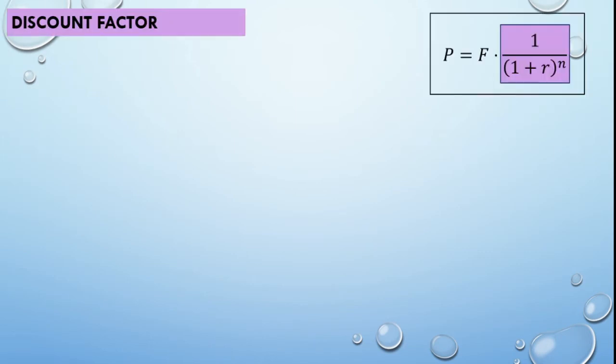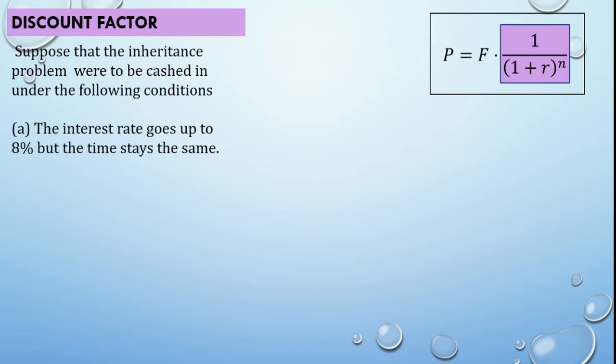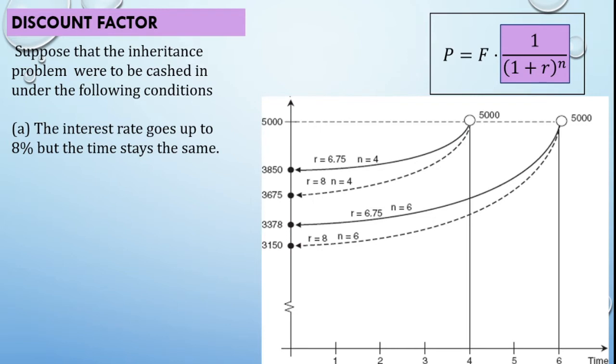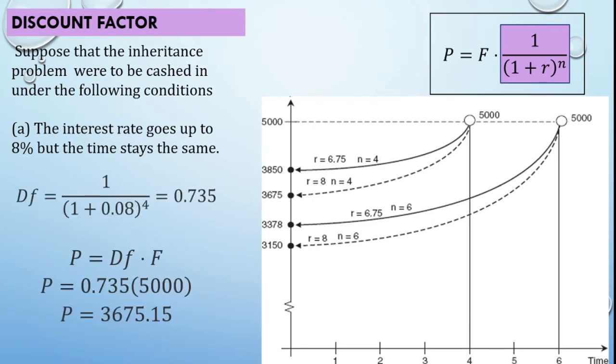Suppose the inheritance problem were to be cashed in under condition A. The interest rate goes up to 8%, but the time stays the same. We have DF, or the discount factor, equal to 1 over (1 + 0.08)^4, which is equivalent to 0.735. Multiplying this discount factor with F, we will get 3,675 and 15 cents.